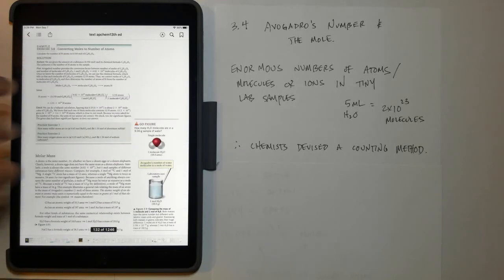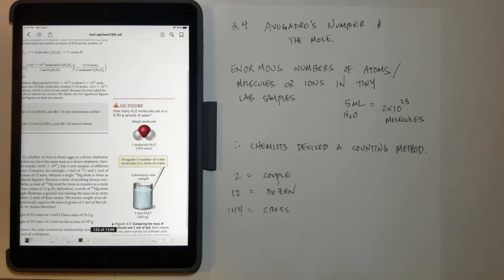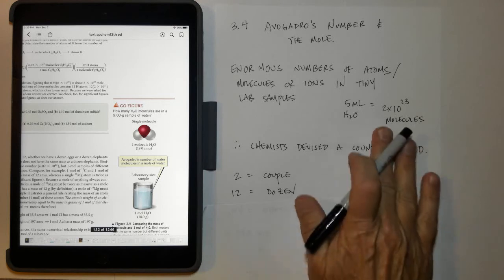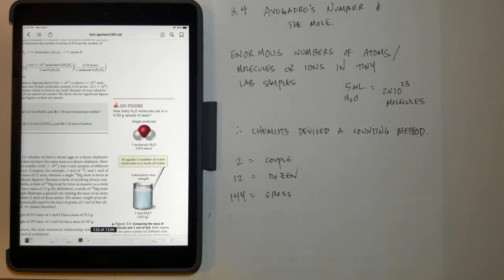So just like the number 2 means a couple, 12 means a dozen, 144, maybe you knew this, it means a gross. We have a number in chemistry. The number is 6.022 times 10 to the 23. And this number is called the mole.